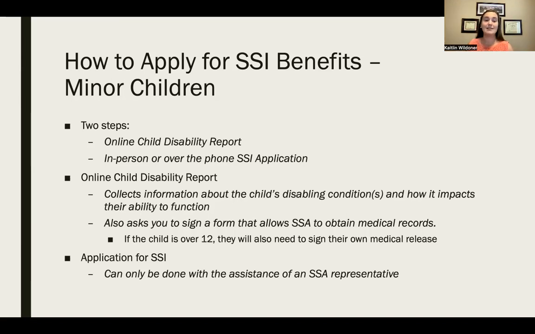The application for SSI can really only be done with the assistance of a Social Security representative, and the reason for that goes back to needing information about income and assets. So they've got to make sure that the income and assets are below the necessary thresholds, otherwise they don't even get to the medical component.